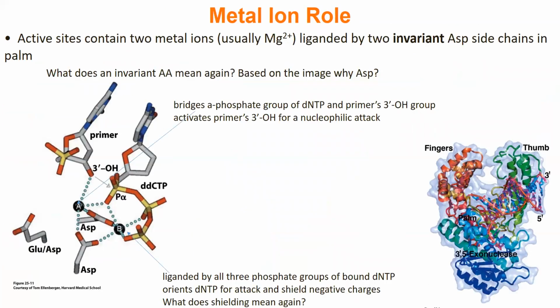So if we take a deeper dive into our Klenow fragment, we're zooming in right at the site of catalysis, and this is what it looks like here, where here's our primer, right here. And here's our new nucleotide, our ddCTP. And you can see it's dd here.